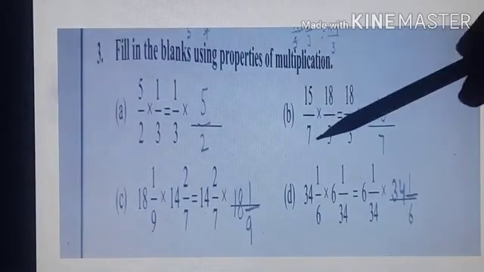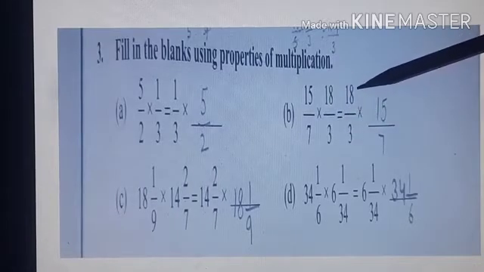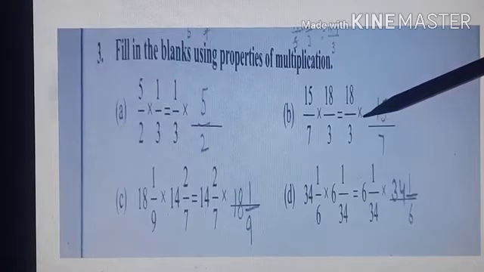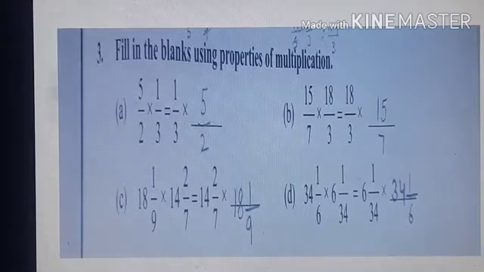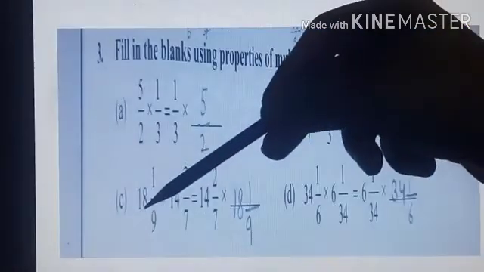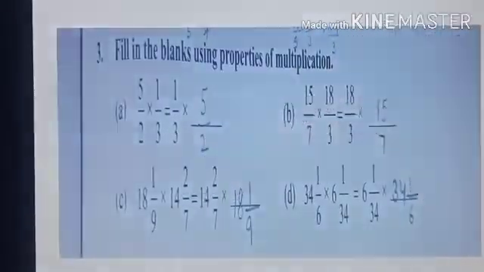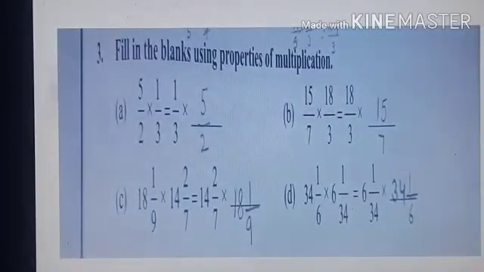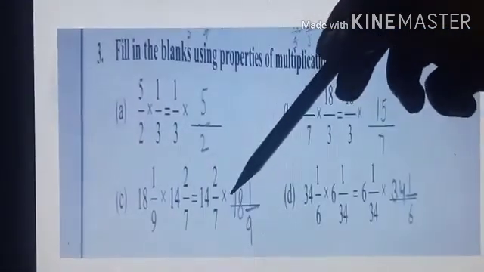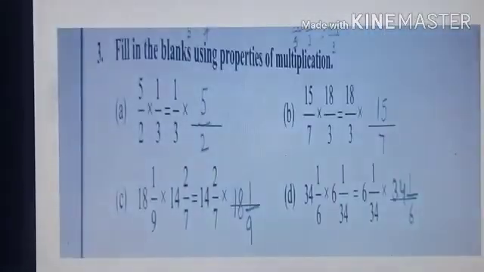B part, 15 upon 7 multiply 18 upon 3 is equal to 18 upon 3 multiply, missing is 15 upon 7. Understood? C part. 18 whole 1 upon 9 multiply by 14 whole 2 upon 7 is equal to 14 whole 2 upon 7. Means now the order is going to be changed. So 14 whole 2 upon 7 is here. Multiply by, missing number is 18 whole 1 upon 9.